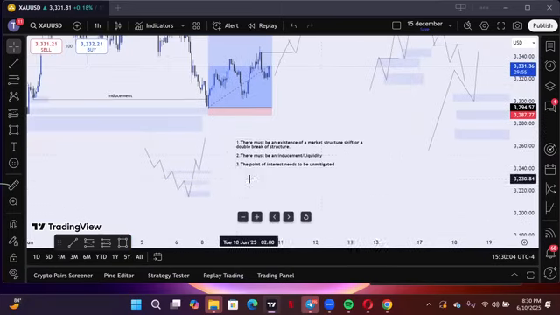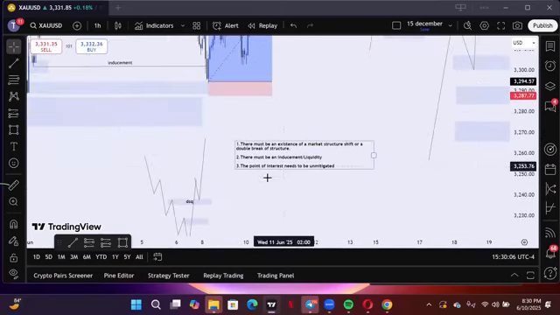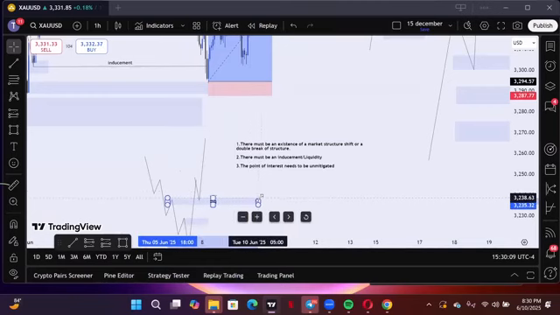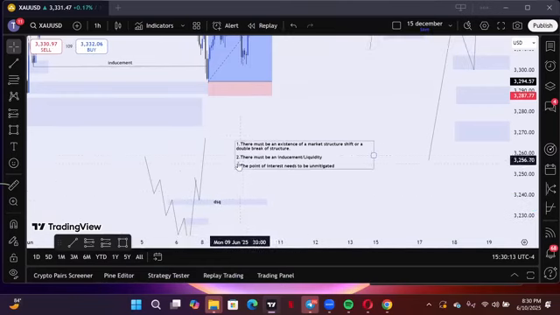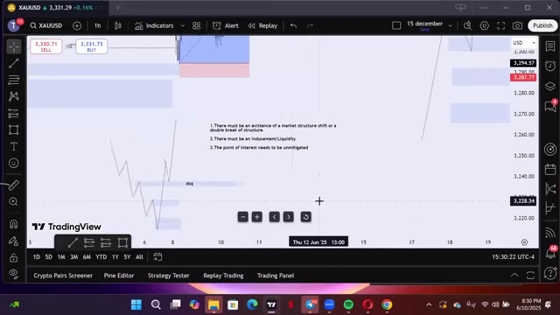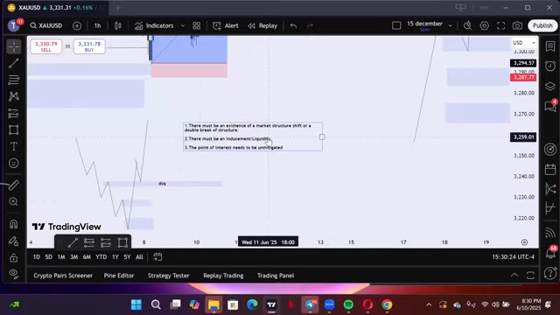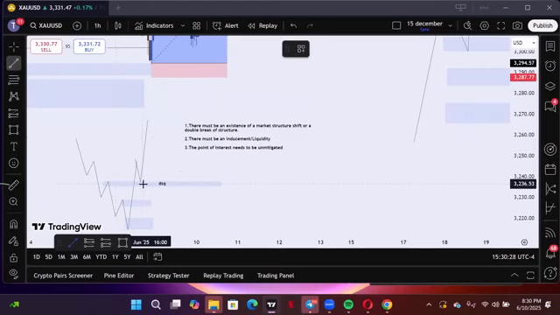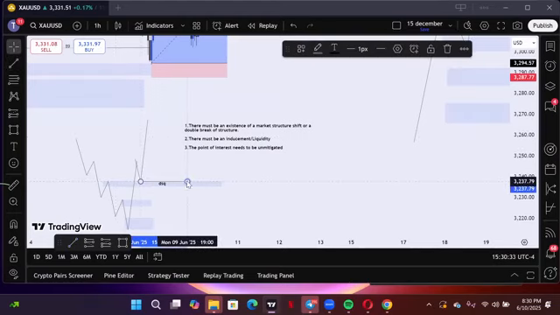You understand? So yes, you have to follow these rules correctly. Any POI that does not match any of these rules, you disqualify them. So the first rule says there must be an existence of a market structure shift or a double break of structure. So we got that when we got the structure shifts here to the upside. Second rule, there must be an inducement or liquidity. The pullback here gave us our inducement. Now, third rule, the point of interest needs to be unmitigated.